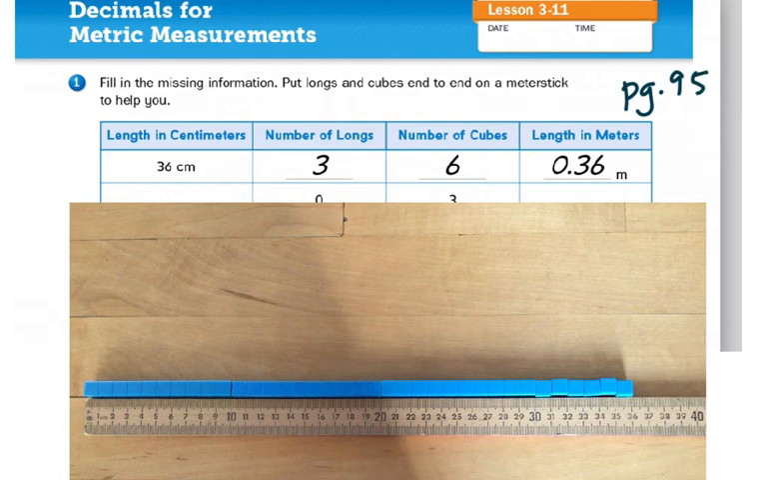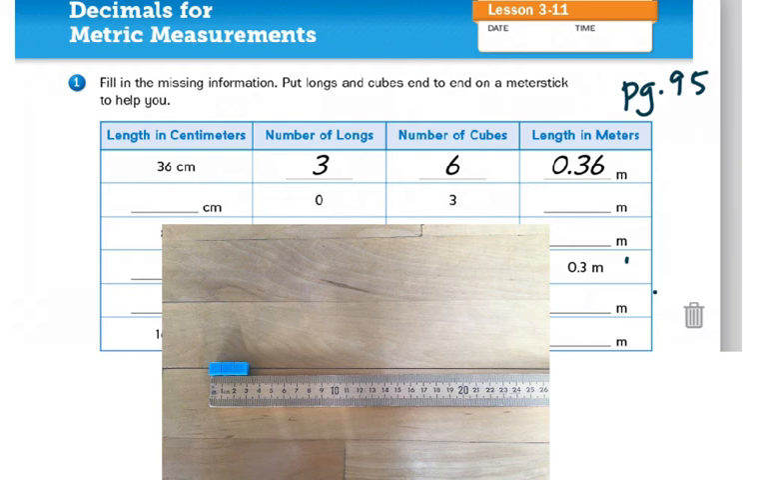So I've included a picture for the very first one. I tried to separate them a little bit so you could see where the longs and the cubes were, but I put 3 longs and 6 cubes down. It equals 36 centimeters, as you can see. It took me 3 longs and 6 cubes. And this picture here would show you 36 hundredths of a meter, 36 out of the 100 centimeters to cover the length of it. We're going to go ahead and continue with this.